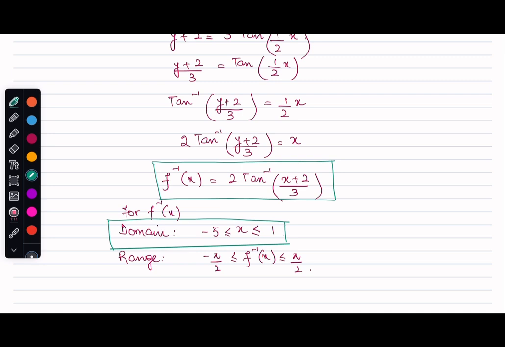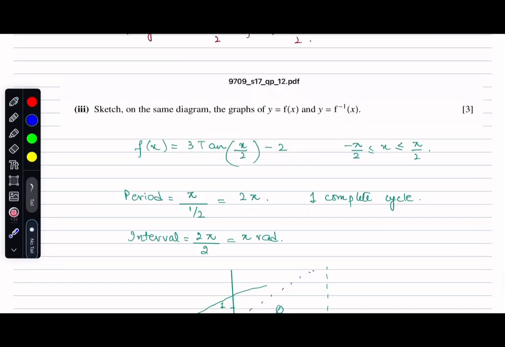Part 3 of this question says, sketch on the same diagram the graph of y equals f of x and the inverse. The function here is 3 tan x by 2 minus 2, and the domain that is given to us is negative pi by 2 less than or equal to x less than or equal to pi by 2. We know that there is a stretch along the x direction, and the period of the tangent function is pi. Therefore, I should be dividing this pi by this 1 by 2 here.